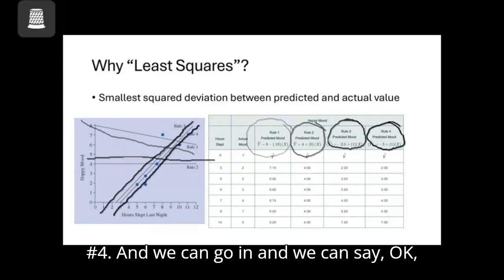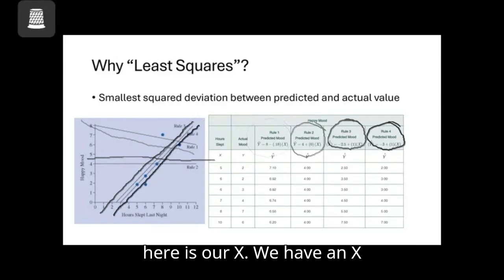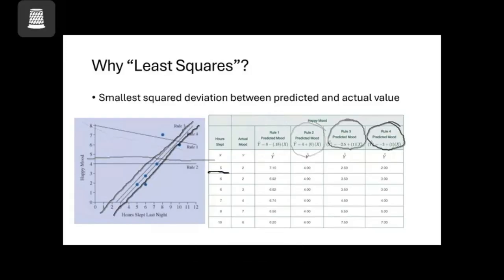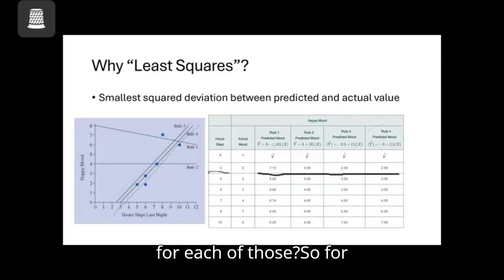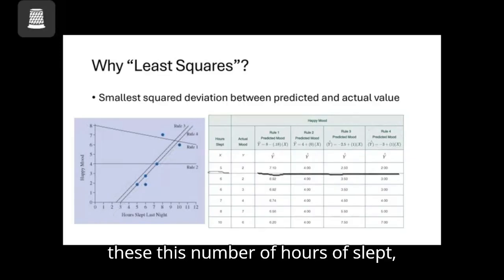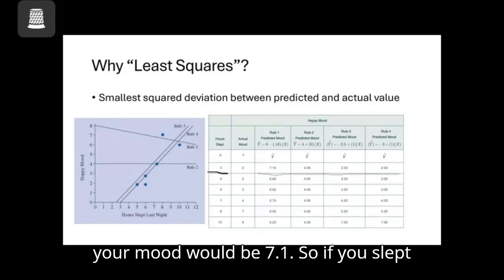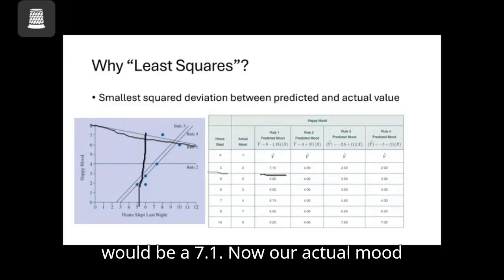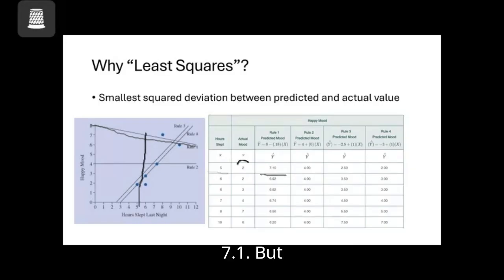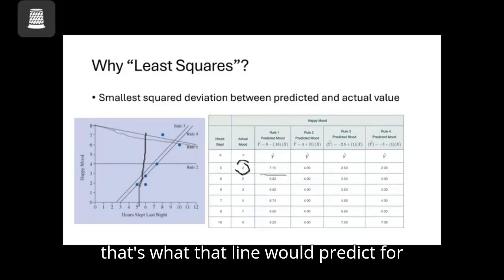And we can go in and say, okay, here is our X. We have an X of 5 hours of sleep. And what do we estimate that we would score for each of those? So for rule number 1, if you had 5 hours of sleep, we would expect that your mood would be 7.1. So if you slept 5 hours, we expect that your score would be a 7.1. Now, our actual mood was a 2, much worse than 7.1. But that's what that line would predict.